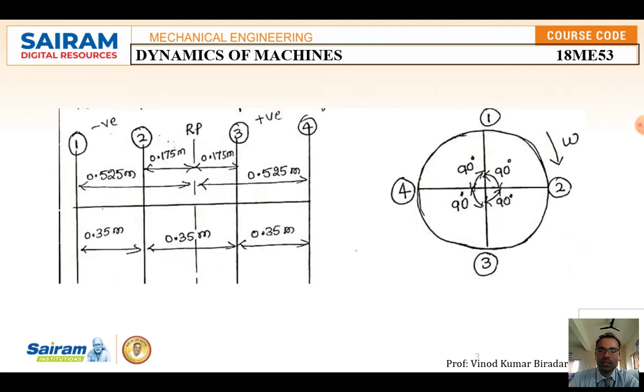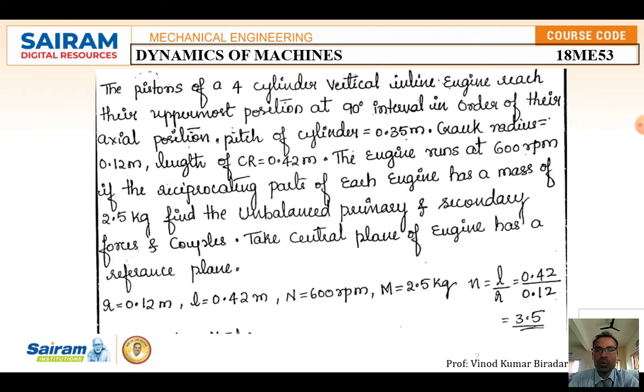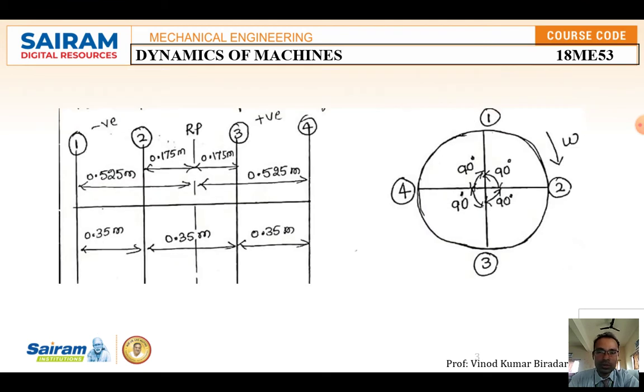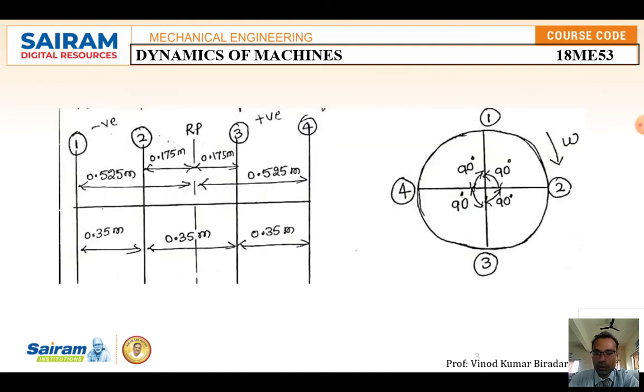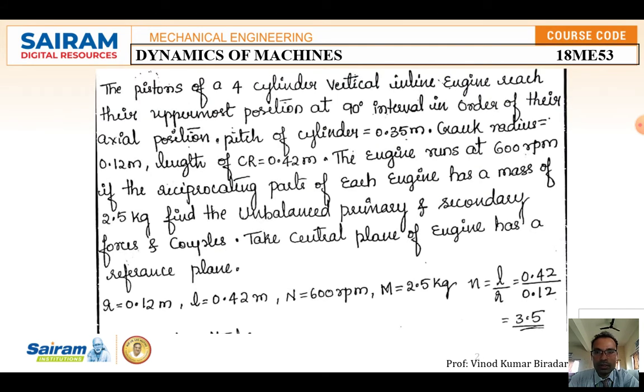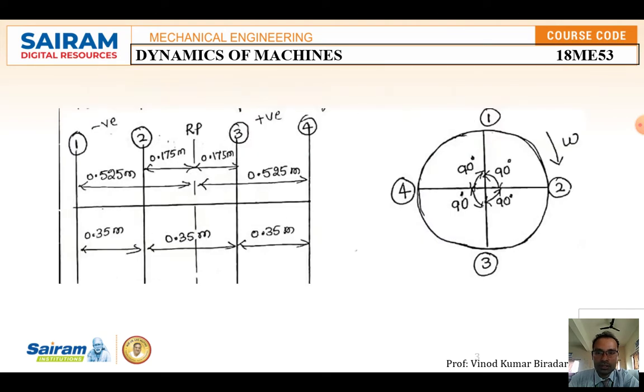The second step is, based on the given diagram, you have to construct the plane position diagram. Here they gave four cylinders. Draw a horizontal line, that is the axis of the shaft, on which the four planes 1, 2, 3, 4 are marked. The pitch of the cylinder is 0.35, the crank radius is 0.12 and the length is 0.42. Each distance between the planes is 0.35. So the 1 to 2 distance is 0.35, again 2 to 3 is 0.35, and 3 to 4 is 0.35.